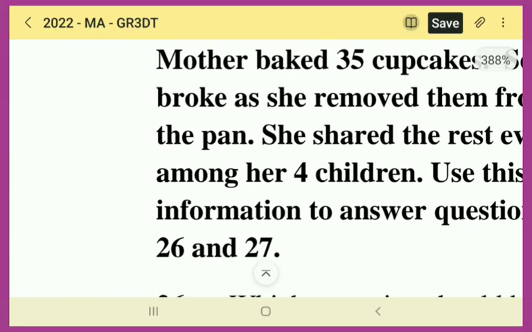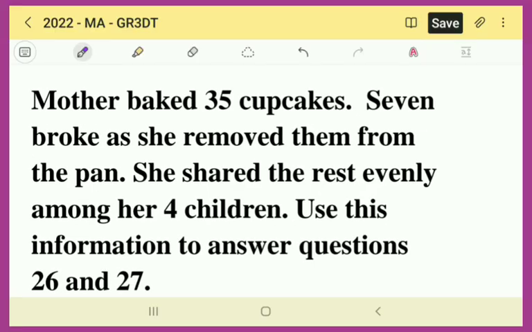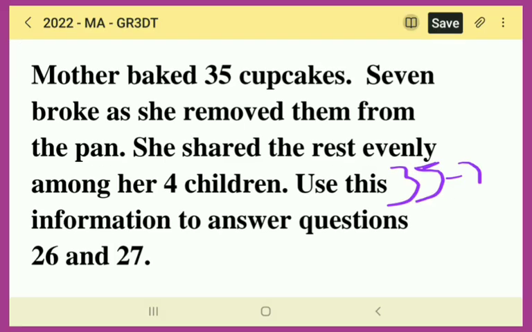Moving on. Mother baked 35 cupcakes. So let's put it down. 35 cupcakes. We don't know what they're going to ask us, but it's good to put your figures down as you go. 7 of them broke. So minus 7. She removed them from the pan. So you're removing 7 from 35. She shared the rest evenly among her 4 children. Use this information to answer questions 26 and 27.